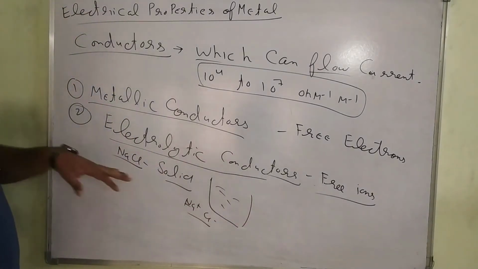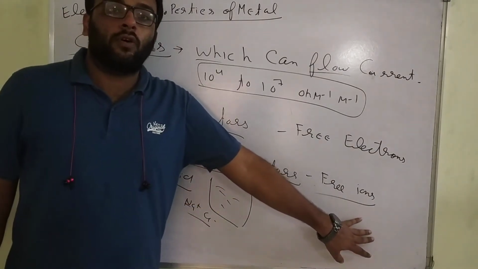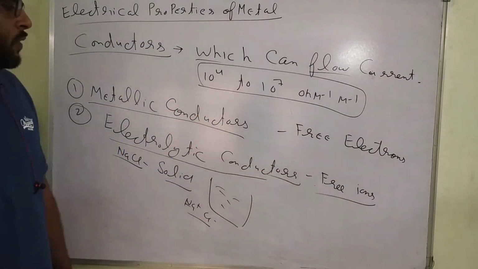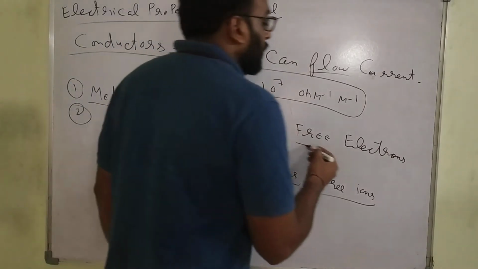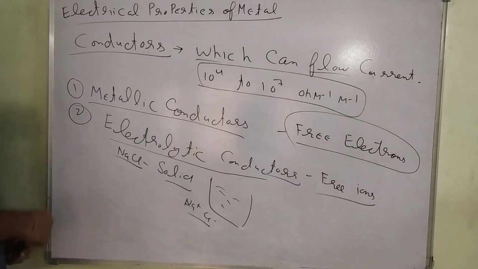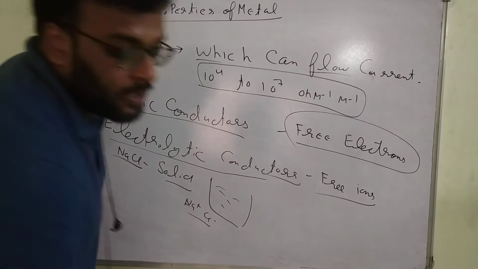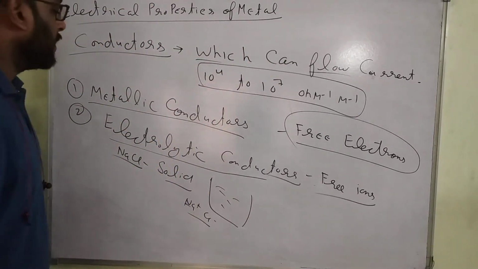You just know about this, that's why I have only written this. Free ions are the reason for the conduction of current. What are metallic conductors? They have free electrons. Today we will discuss this. Electrolytic conductors, as you have studied before, are very easy: free ions are the reason for the conduction of electricity.